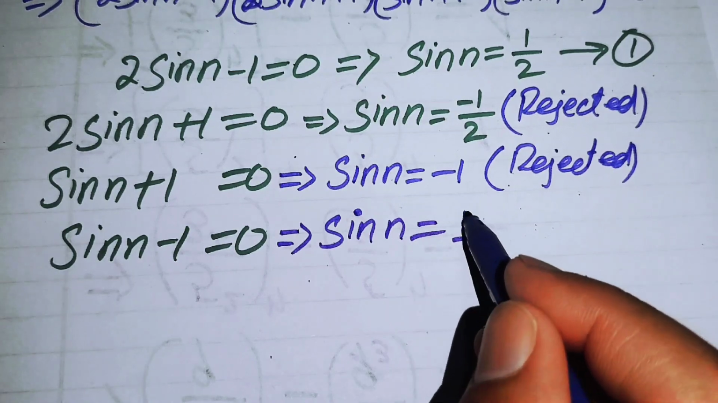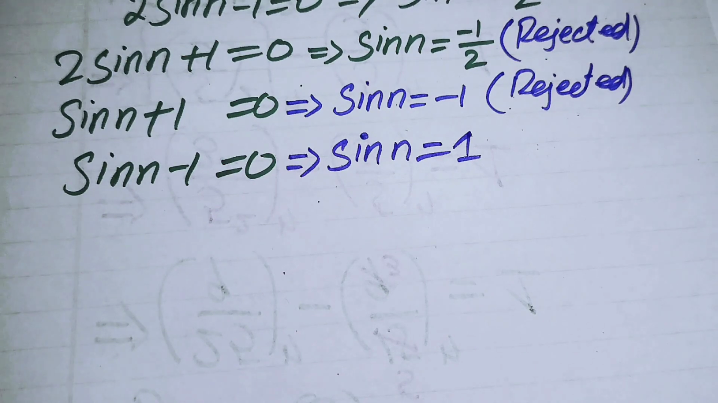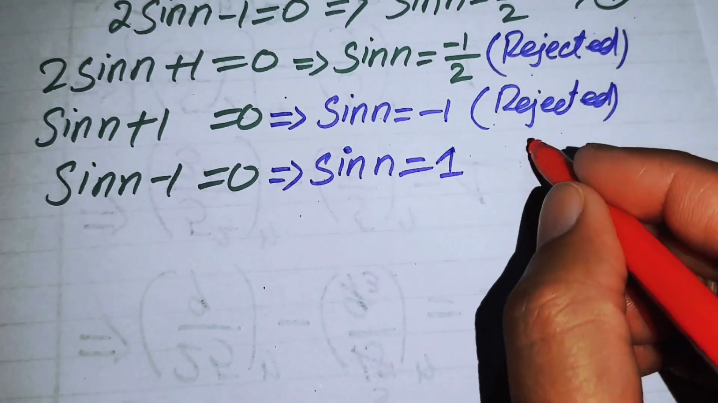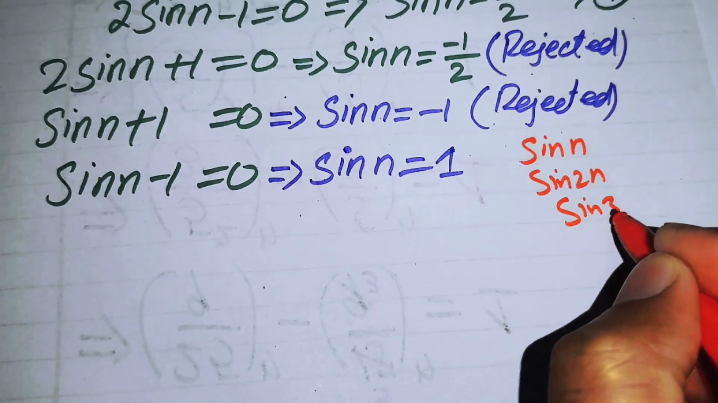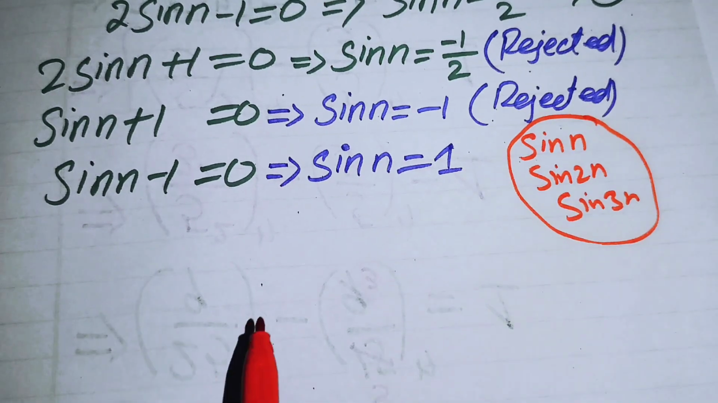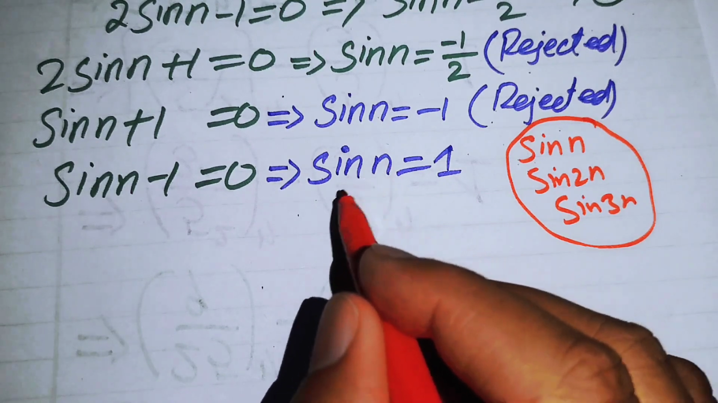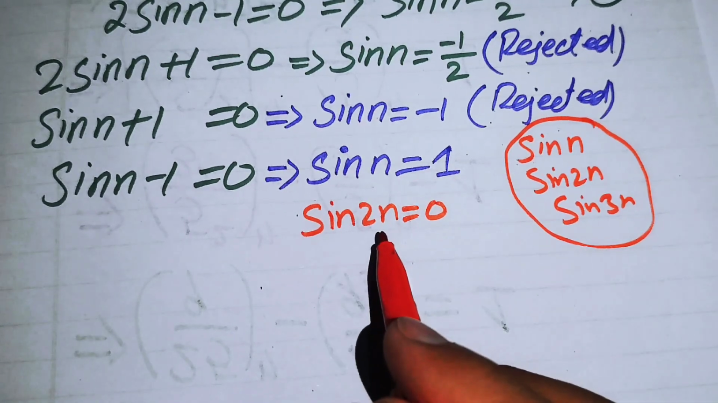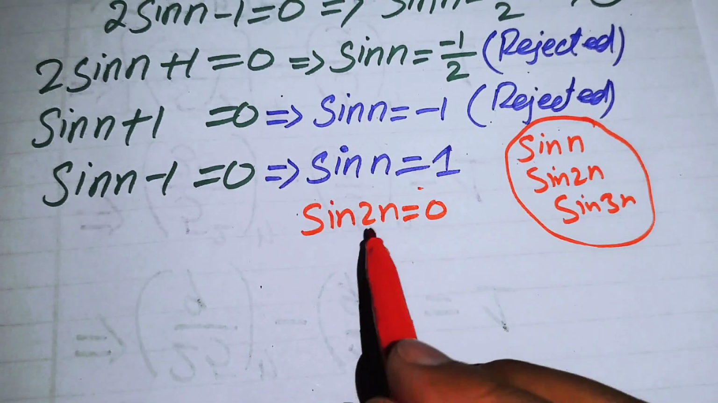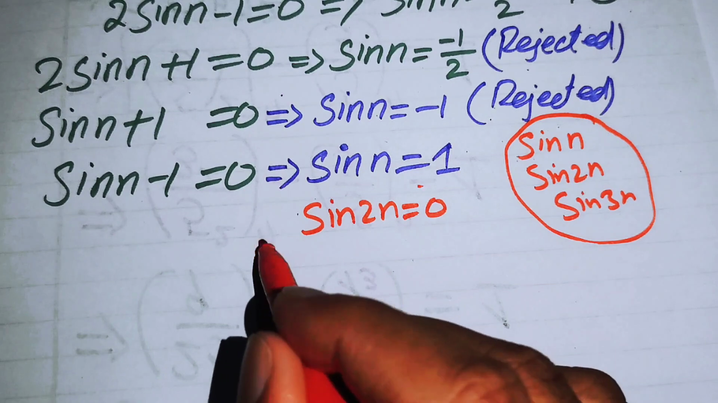Now we can check the last one, where sine of n equals 1. Here sine n is possible, but the other sides of the triangle are sine of 2n and sine of 3n, because the sides of the triangle are sine n, sine of 2n and sine of 3n. When sine n equals 1, we just take n equals pi, then sine of 2n equals 0. Because sine 2n is also a side of the triangle, this is not possible, so we again reject this case.